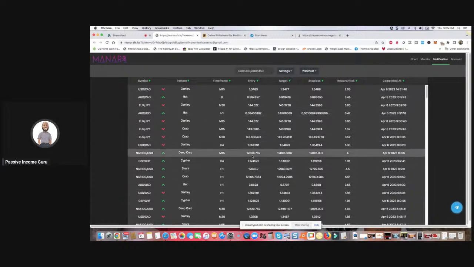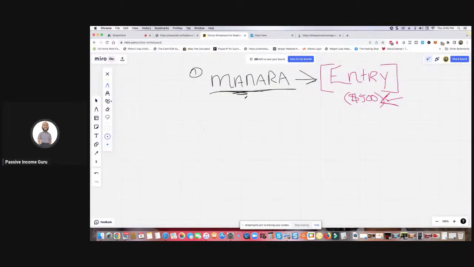Okay, now this is just one tool. This is the Menara, right? That gives me the setup. So the Menara is responsible for giving me setups. Okay. That's the Menara. Now the Holy Grail, I use outside of Menara for the setup.